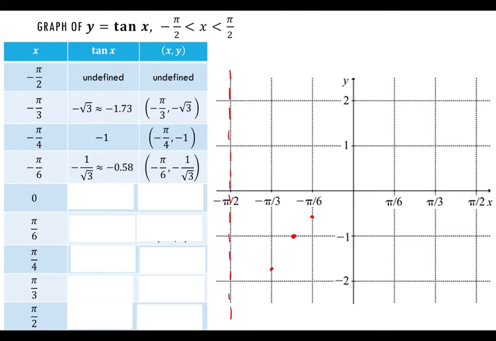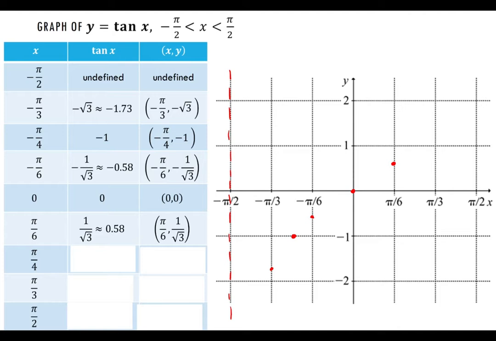Then we plug in 0 into tangent. Tangent of 0 is going to be 0. Thus we get the ordered pair 0, 0. Then, tangent of pi sixths, well, lucky for us, that's just going to be 1 over root 3, and so that's going to be pi sixths, 1 over root 3, where 1 over root 3 is about right there.